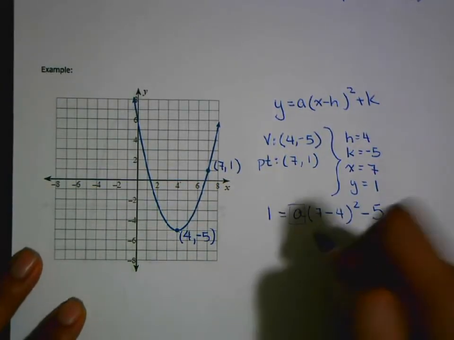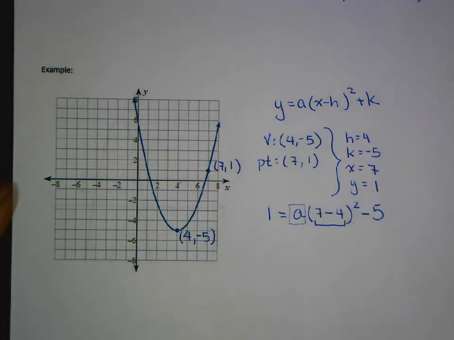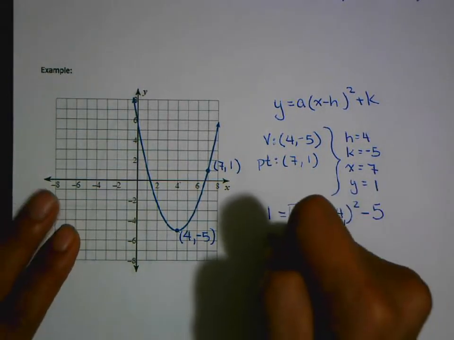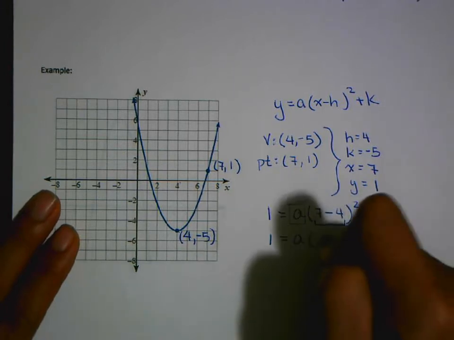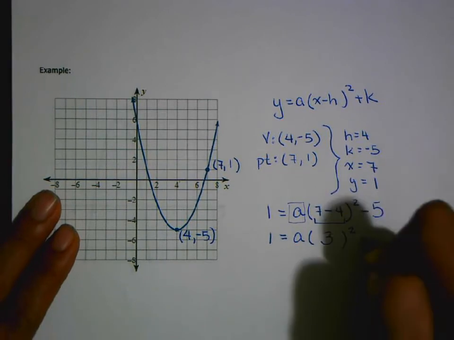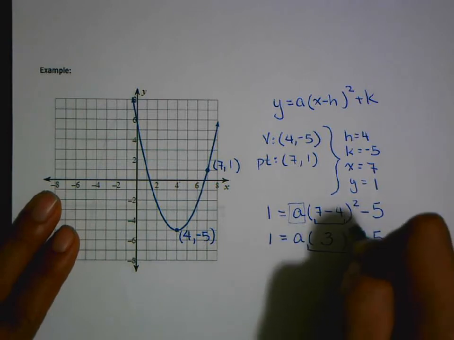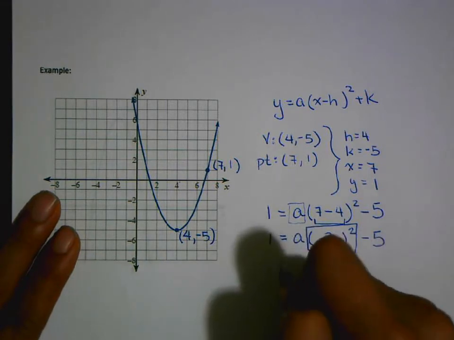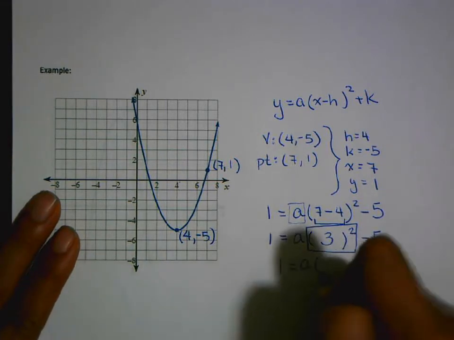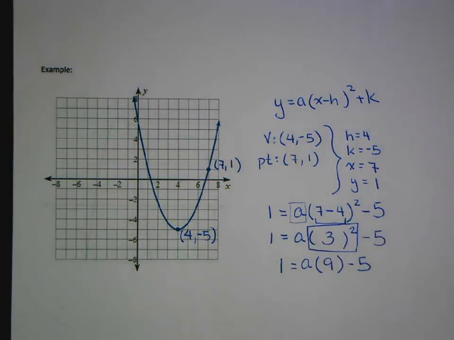To do that, I need to combine any like terms that I have. So 7 minus 4 within the parentheses. That's going to give me 1 equals a times 3 squared minus 5. We know that we can work out 3 squared. 3 squared is going to give me 9. So I have 1 equals a times 9 minus 5. Alright, now I have an equation: 1 equals 9a minus 5.